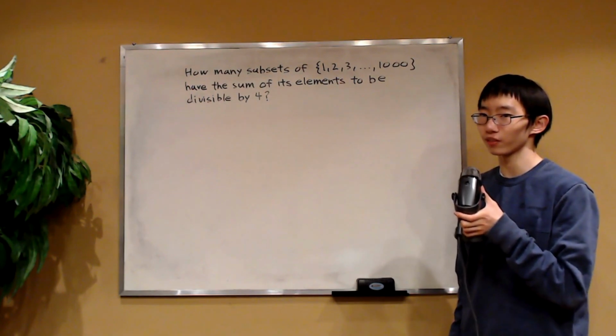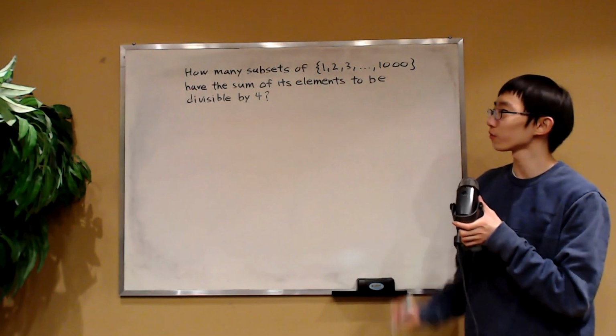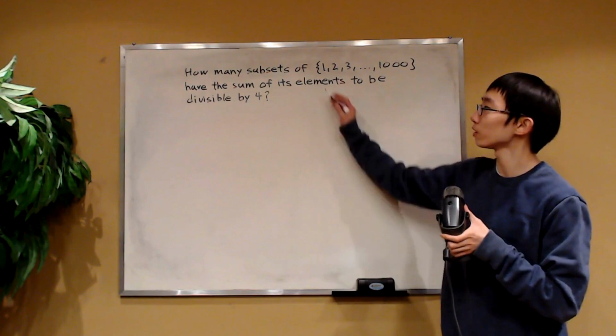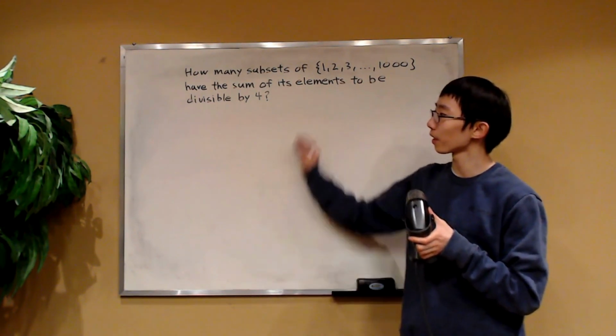Behind me is a very interesting and pretty challenging combinatorial problem. We want to find the number of subsets of this entire set that have the sum of its elements to be divisible by 4.